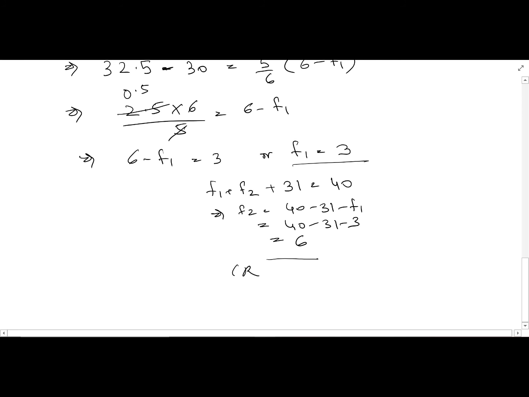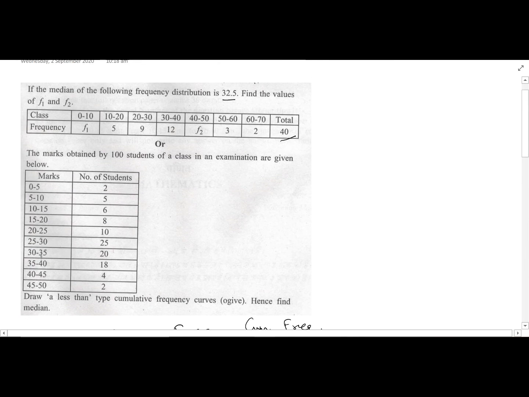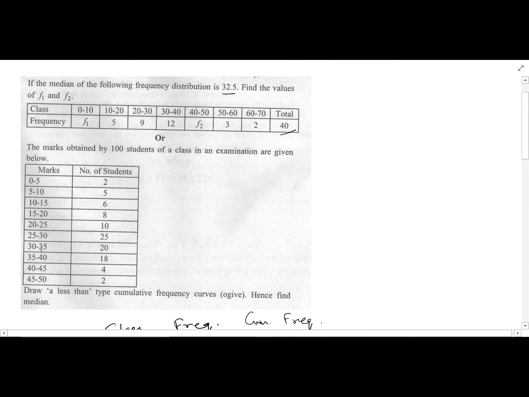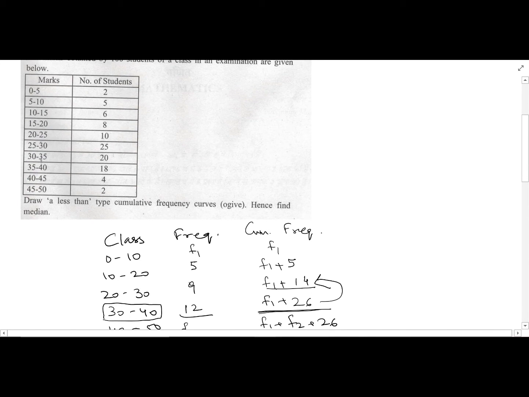Okay, let's see the second part. It says the marks obtained by 100 students of a class in an examination are given below. The marks are given, the number of students are given. Draw a less than type cumulative frequency curve, which is an ogive, and hence find the median. Okay. So here I am not drawing the graph, but I'll just explain roughly what we need to do. We need to plot these points in the graph chart, which is given to you during the exam.